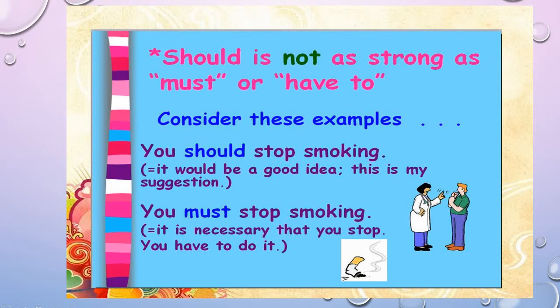Consider these examples. You should stop smoking. It should be a good idea. This is my suggestion. That means this is a suggestion or an advice. Look at the first one. And the second one, you must stop smoking. It is necessary that you stop. You have to do it. That means you have to stop smoking. It is compulsory. It is not an advice.